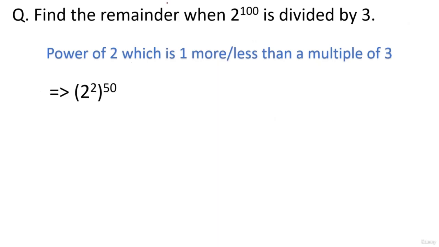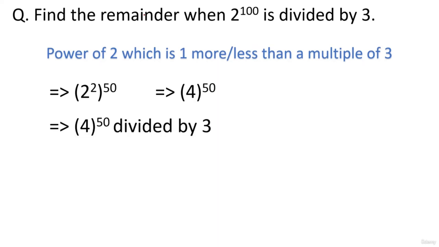So we write 2^100 as (2 squared) the whole raised to 50, so that 2 squared can be replaced by 4. The entire thing now becomes 4^50. We need its remainder when divided by 3. So it is as good as 4/3 times 4/3, 50 times. It is nothing but the remainder of 4/3 multiplied 50 times. What is the remainder of 4/3, guys? Basically 1. So it is 1^50, and hence the final remainder is nothing but 1.